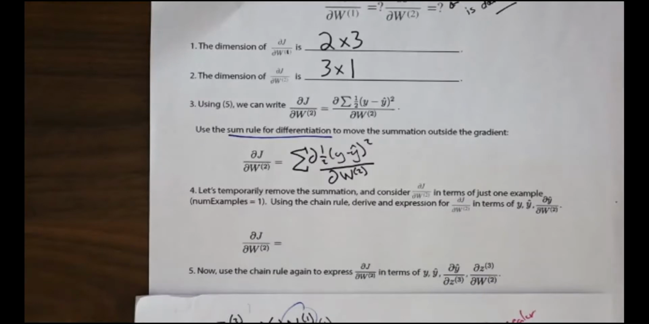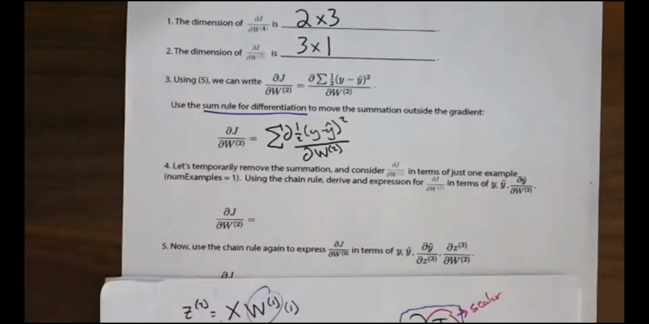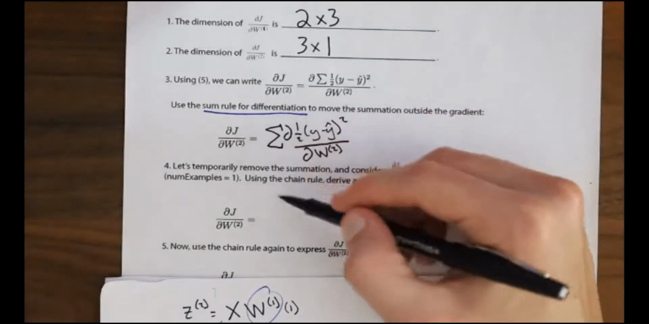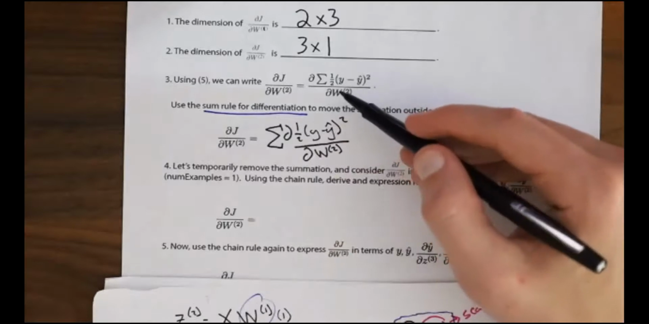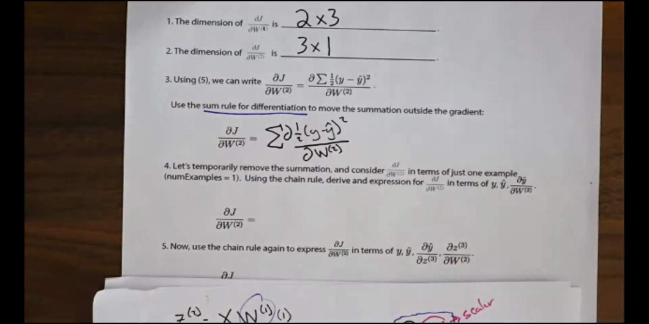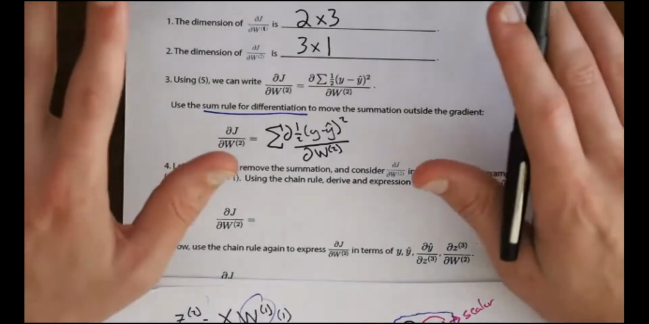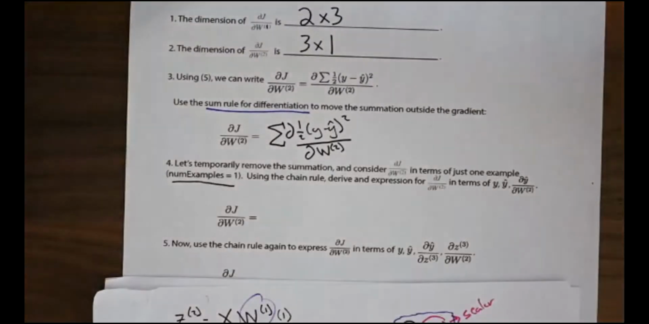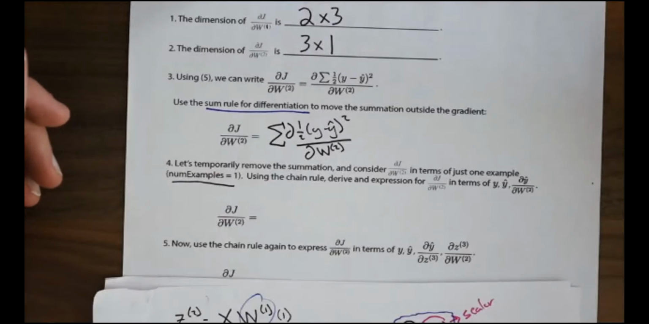Okay, so in number 4, I'm saying, let's temporarily forget about the summation, because remember that this summation is summing across the examples. If we have 3 examples, we're summing 3 things together. If we have 4 examples, we're summing 4 things together. And the same mathematics should work if I have 1 example as well. So for the next 5 or 6 problems, we're only going to consider 1 example at a time. Let's assume that num examples equals 1. That'll make our math a little bit easier. Then we'll add back in the rest of the examples. Okay, cool.